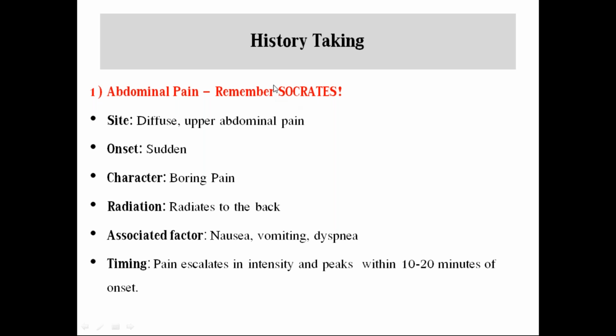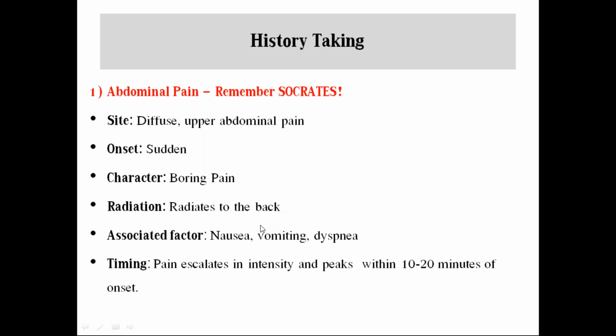This mnemonic, SOCRATES, you might have come across in clinical presentations in the ward. S means site. In pancreatitis, it is most commonly severe pain in the upper abdomen. O means onset. Onset is sudden. Character is a boring type of pain. R means radiation. The pain is located in the epigastrium, and it radiates to the back.